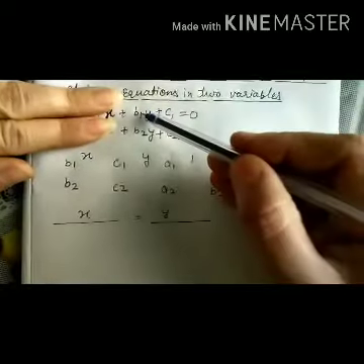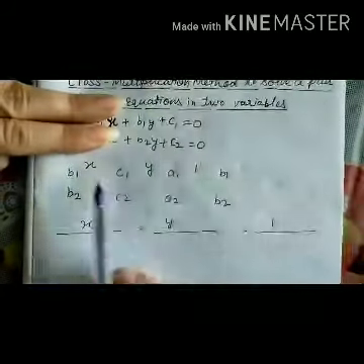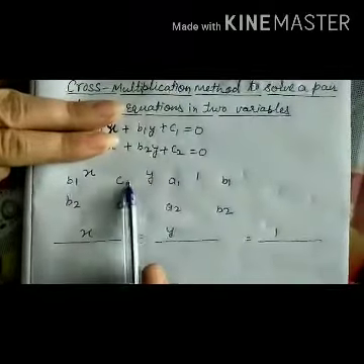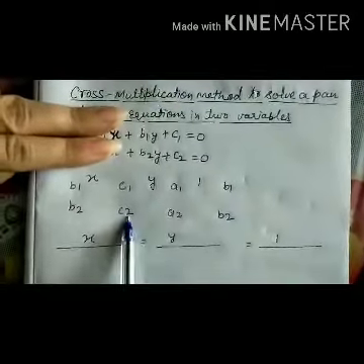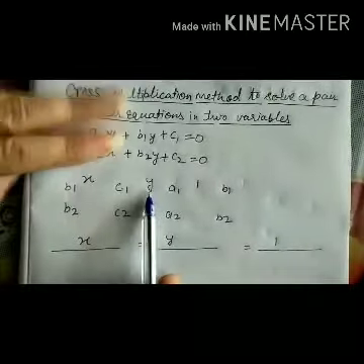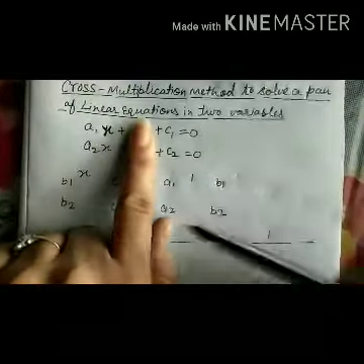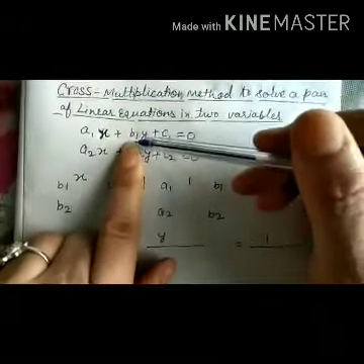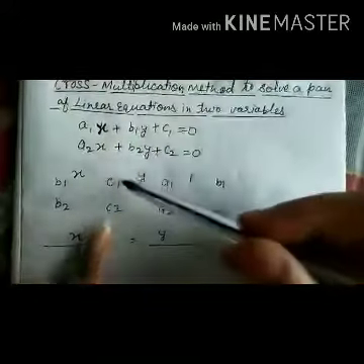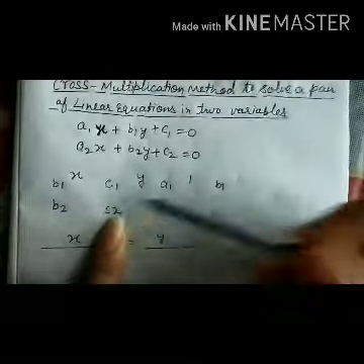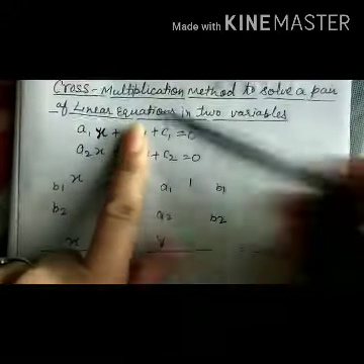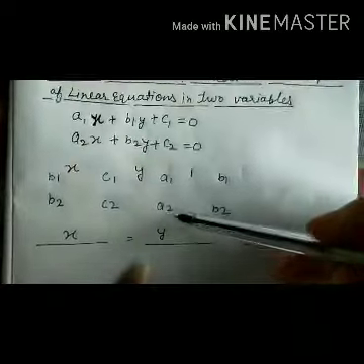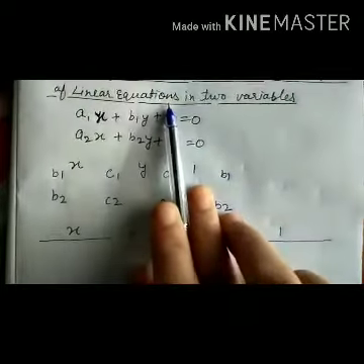We will take b1, b2 on the left side of x and c1, c2 on the right side of x. Similarly for y, we will remove this part and we will take c1, c2 first and then a1, a2. So c1, c2 are already here. Now we will take a1, a2 on this side of y. Now, last, we need to take c1, c2.